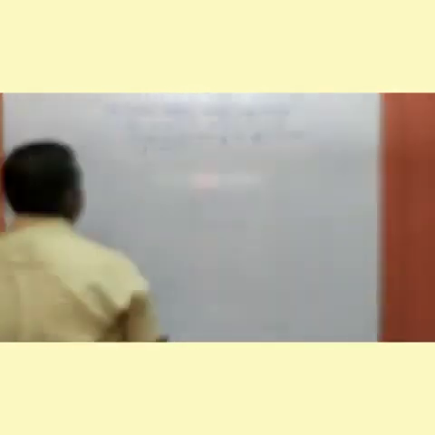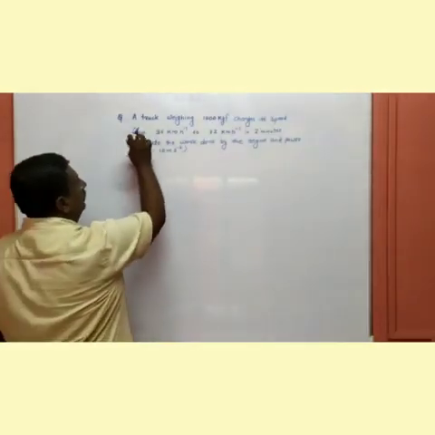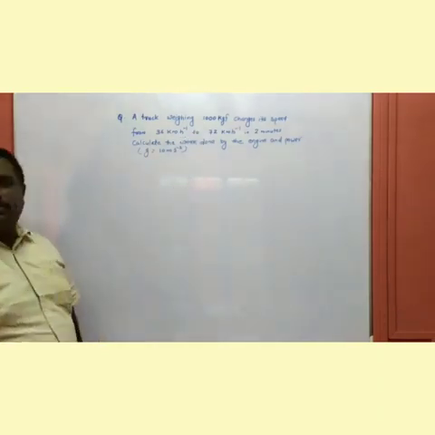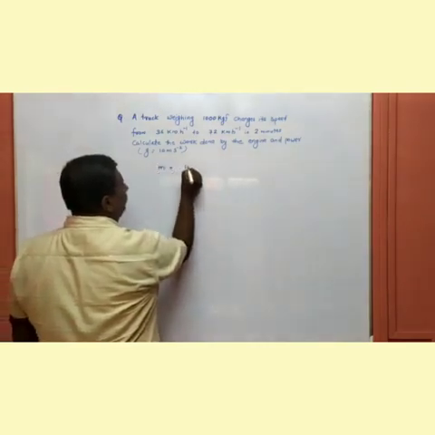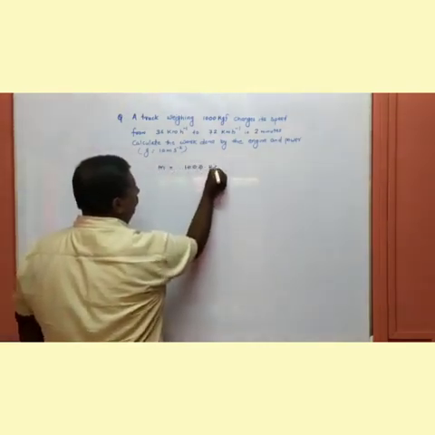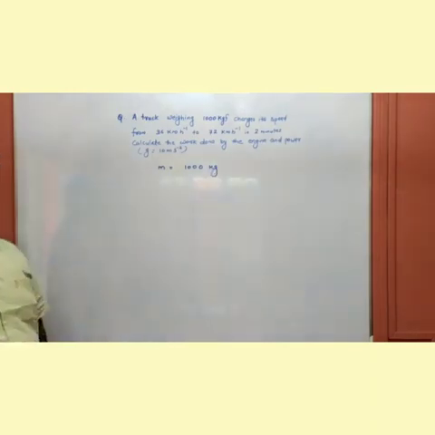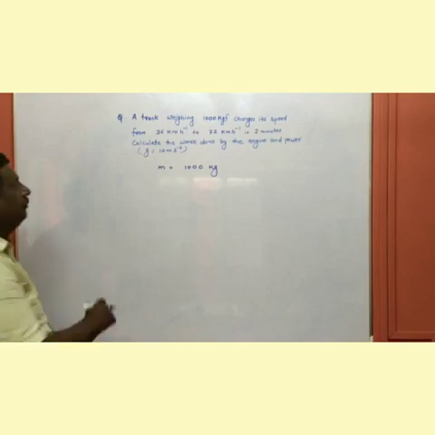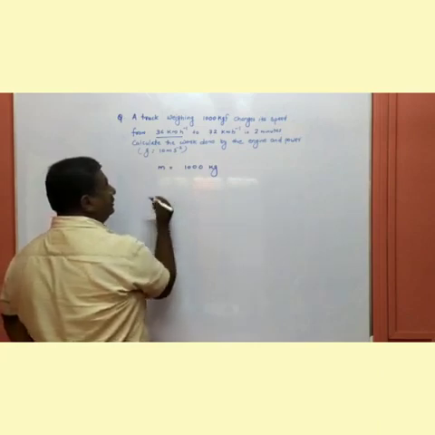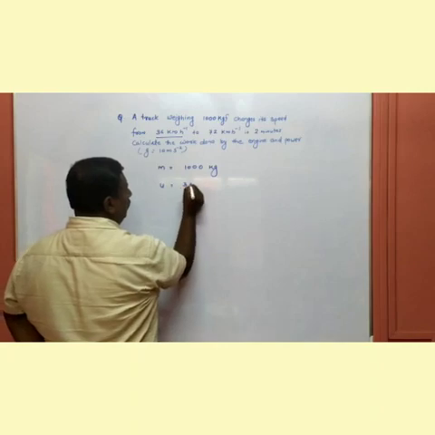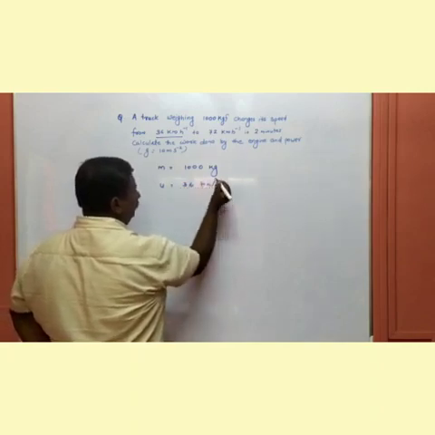Okay, here I will write a truck weighing 1000 kg. Then I will consider mass is 1000 kilogram, that is m is equal to 1000 kilogram. And here velocity is given, initial velocity, that is 36 km per hour. U is equal to 36 km per hour.